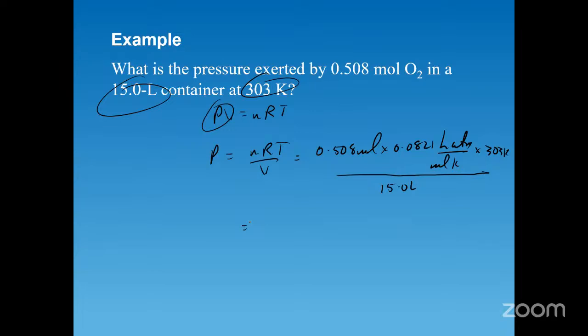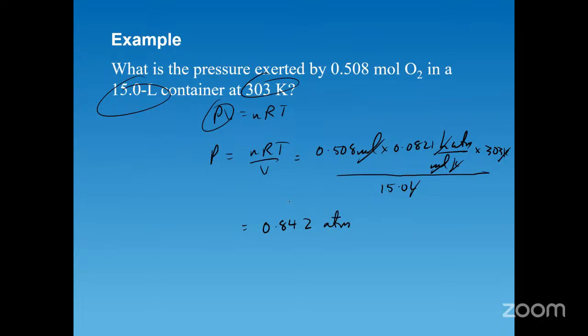0.508 times 0.0821 times 303, and then divide by 15. So according to my calculation, this works out to be, run it out to 3 sig figs, 0.842, and the final units would be in atmospheres, and the reason why is because these mole units will cancel out, these Kelvin units will cancel out, these liter units will cancel out, and you end up with your final units being atmospheres, all right?